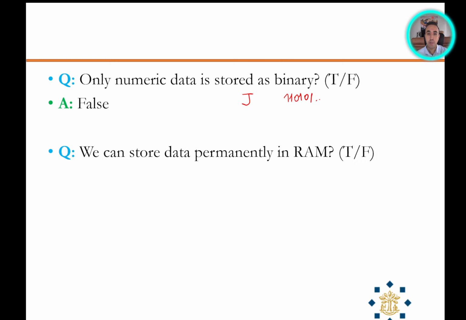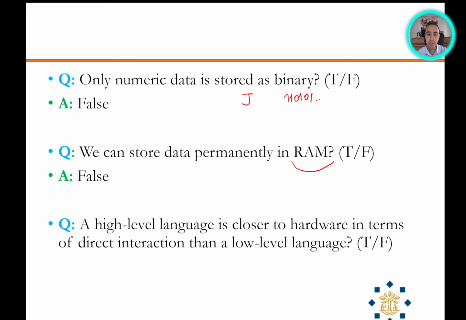All right, another question. We can store data permanently in RAM. True or false? Here the answer is false, because as we learned, RAM loses the data when it restarts. So every time the computer starts from scratch, the RAM is empty. So we have the data stored in RAM temporarily, but in storage devices, the data is stored permanently, right?